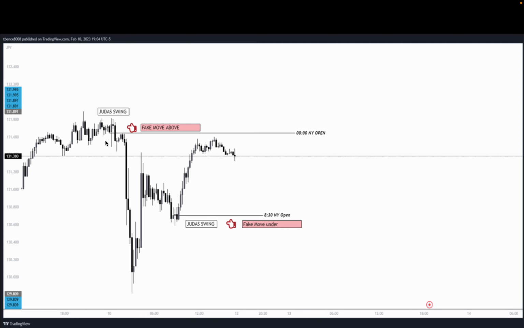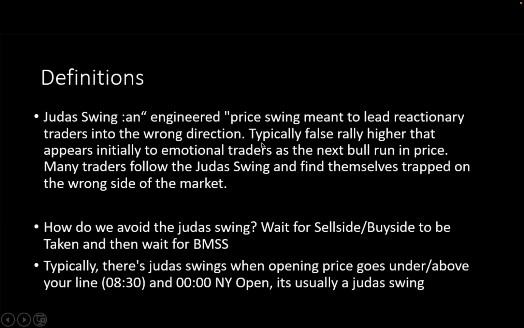Judas swing is there to make you think that we're expecting lower or higher prices, and it's just a distraction for you to be on the wrong side of the market. So many traders follow the Judas swing and find themselves trapped on the wrong side of the market. You've probably been here many times. I've been here many times. How do we avoid Judas swings?